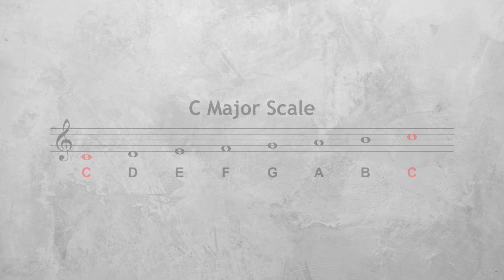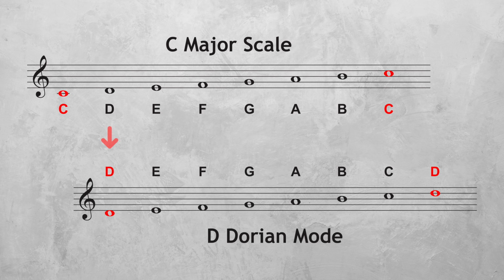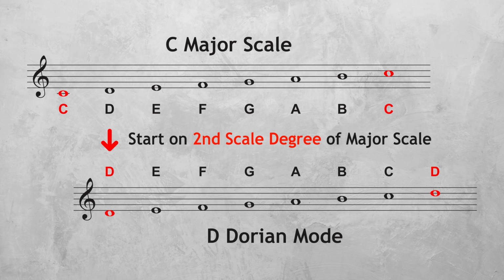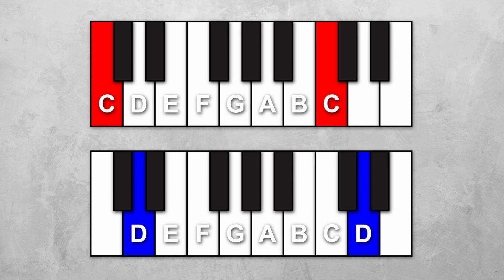Now, in modern music theory, the easiest way to think about the Dorian mode is that you start on the second scale degree of a regular major scale. And in C major, all white keys, that corresponds again to D on the keyboard.